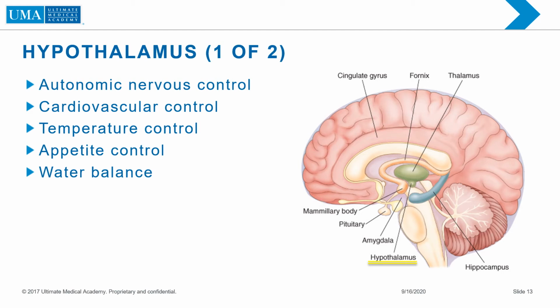The feeding center, found in the lateral hypothalamus, is stimulated by hunger pangs, which prompt us to eat. In turn, the satiety center in the medial hypothalamus becomes stimulated when we have eaten enough. Water balance is another thing that hypothalamus does.